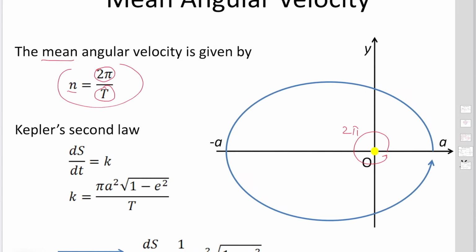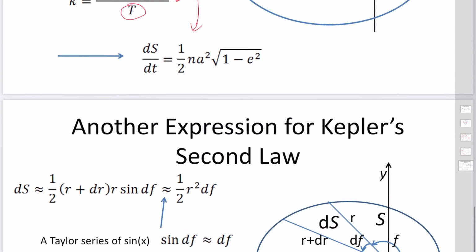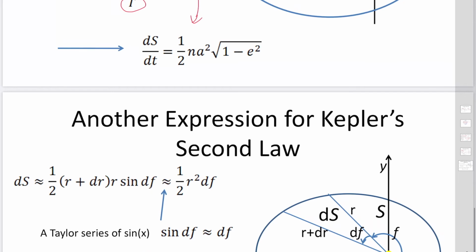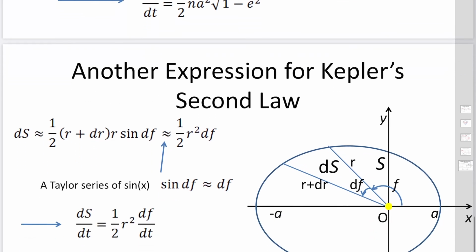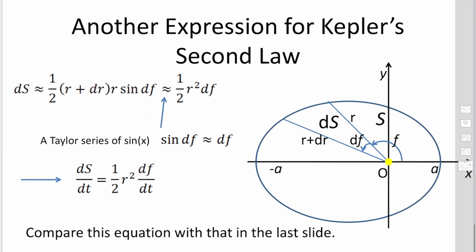So by substituting here and removing k, we find another expression for Kepler's second law. We'd like to express the area of these regions.